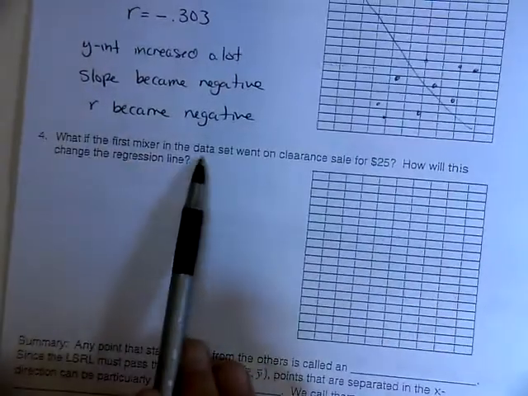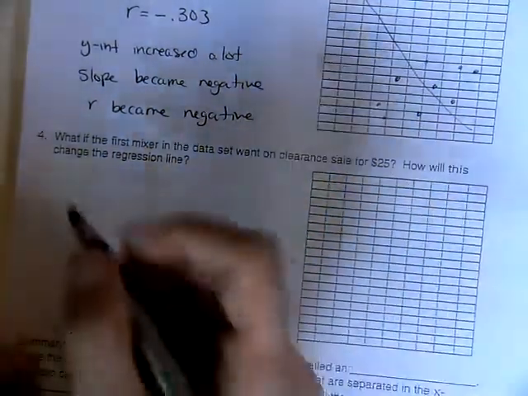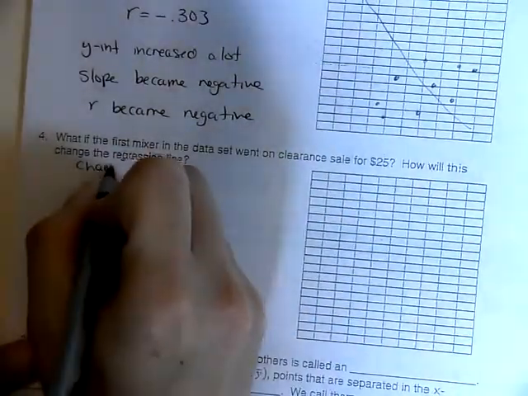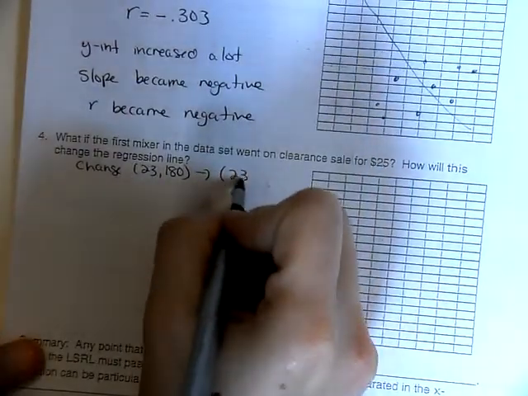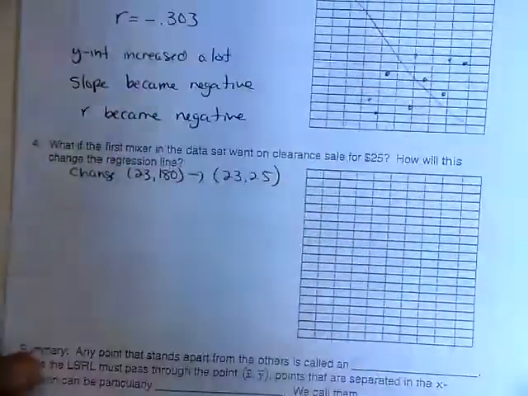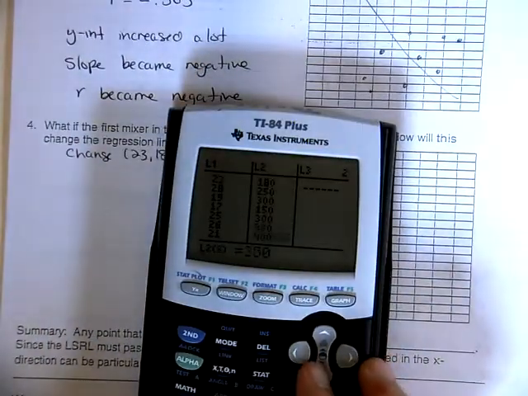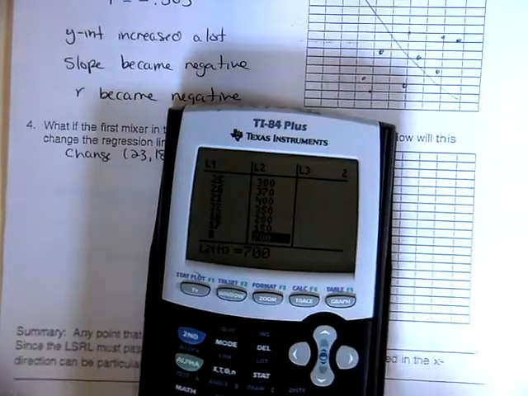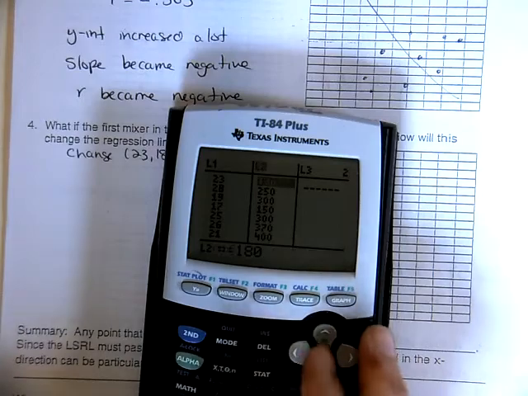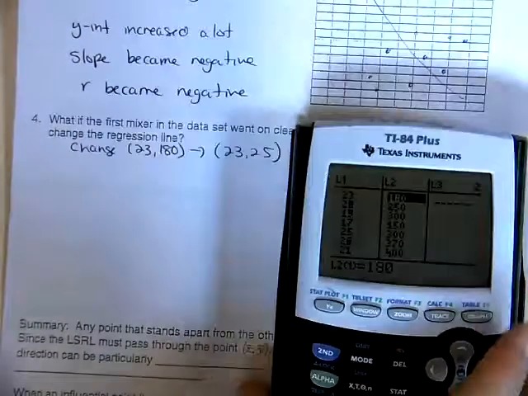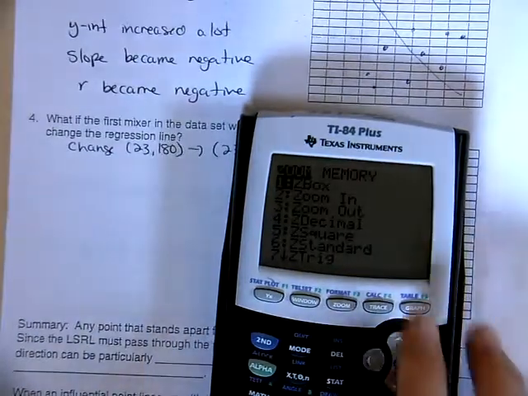So what if the first mixer in the data set went on clearance for $25? How will this change the regression line? What I'm going to do is change 23,180 and make it 2325. But I'm also going to take that 8,700 and change it back to 830. So I'm going to make that 830, and then 23,180 to 2325. This is why you don't need to follow along, because it's a lot of manipulations. Okay, so last one.